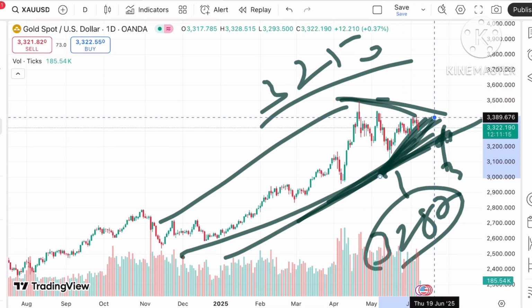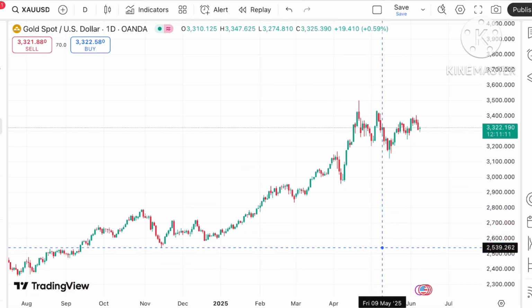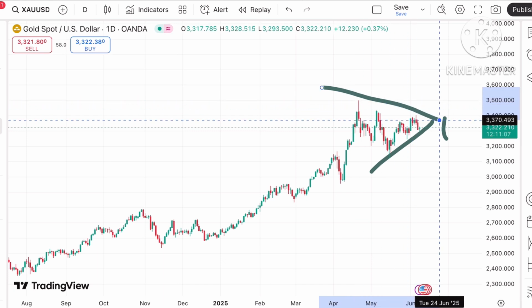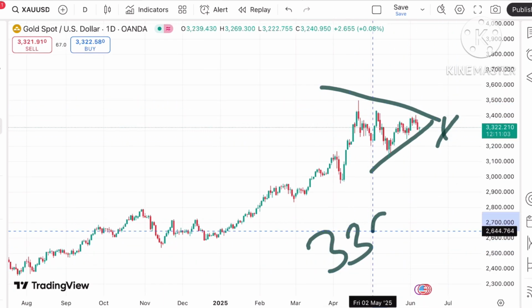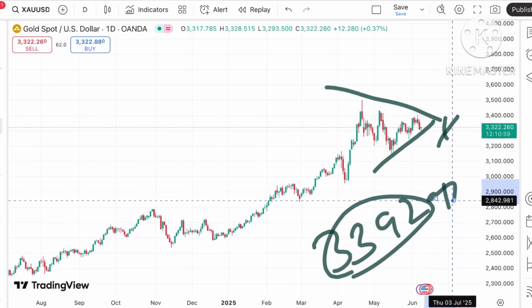But for the smaller pattern, chances are high that if it starts going below a level of 3287, we can see a downtrend. But if the trend is formed going upside, chances are high that if it goes above a level of 3392, we can see a further upside movement, and then a further high.